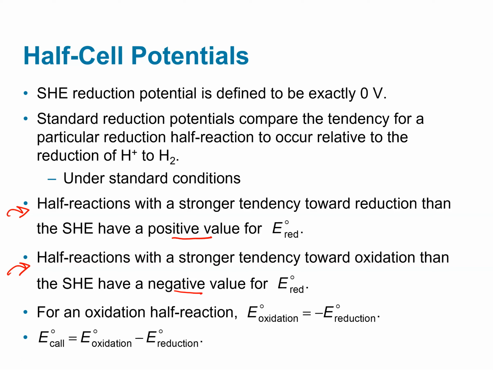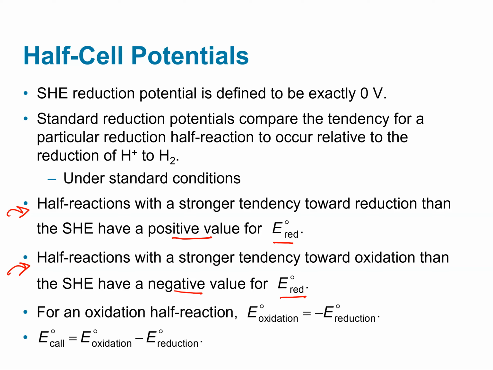And remember, reduction potential is a measure of how something wants to be reduced. And reduction is gain of electrons. So if it has strong tendency towards reduction, that means it wants electrons, and it's going to have a positive value for standard reduction potential, indicating it wants those electrons. If it wants to be oxidized, that means it wants to lose its electrons. Therefore, it's going to have a negative reduction potential. So, positive reduction potential means it wants to be reduced. Negative reduction potential means it wants to be oxidized.